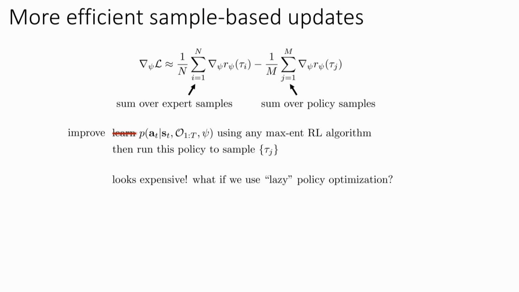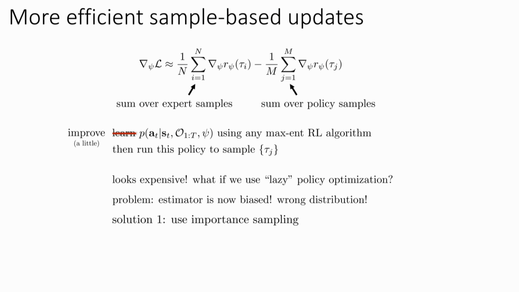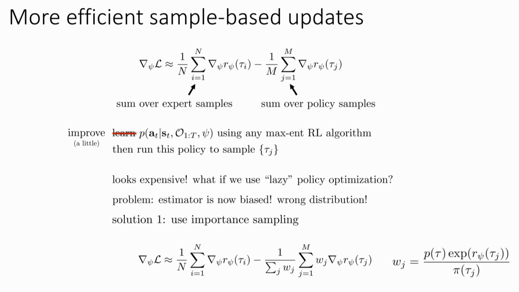Importance sampling gives us a tool that we can use to turn samples from one distribution into samples from another. So that's what we're going to do. We're going to improve the policy only a little. Our estimator is now biased because it comes from the wrong distribution, so one solution is to use importance sampling. We calculate our gradient just like we did up there, only now we weight each of these samples by a weight wj, and we divide by the sum of weights, so the weights sum to 1. The wj's are given by the ratio of the probability of the trajectory under the distribution we want, which is p of tau times exponential r psi of tau, divided by the distribution we've got, which is pi of tau.